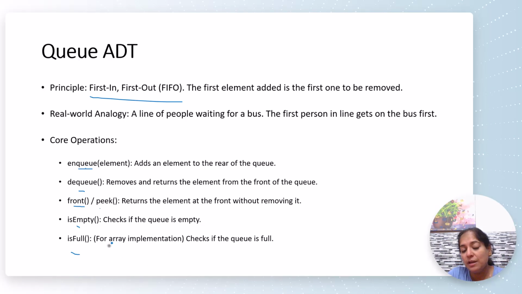Generally, we use isFull if we have an array implementation, because in an array, the size is fixed. That means a limited number of elements can be inserted in the queue.